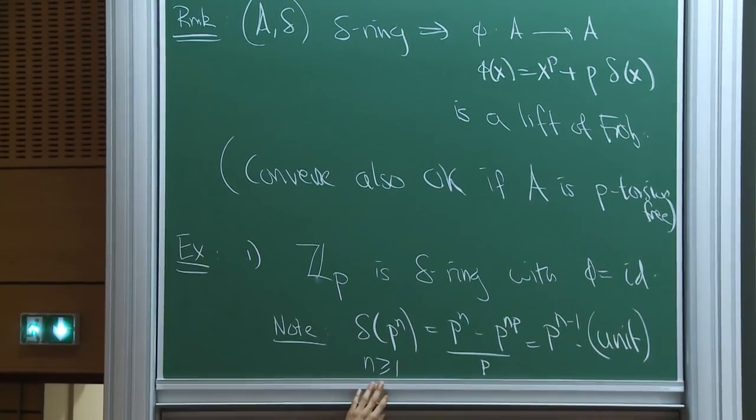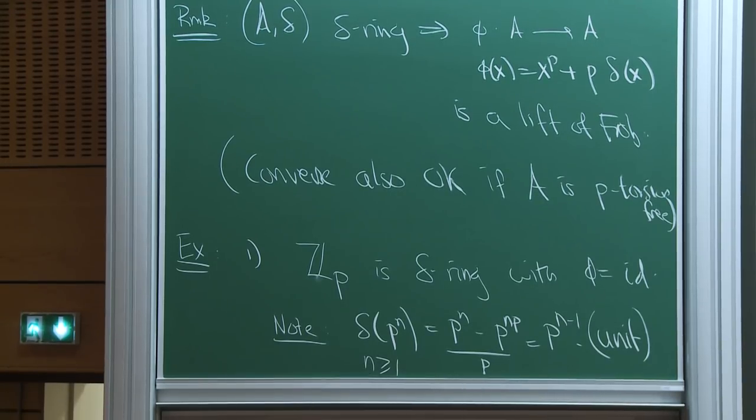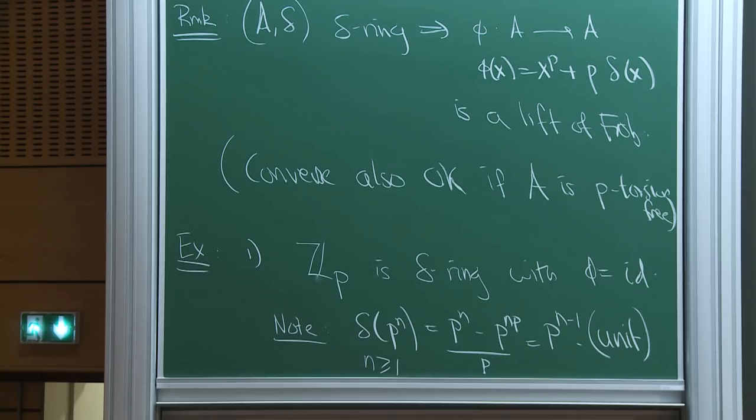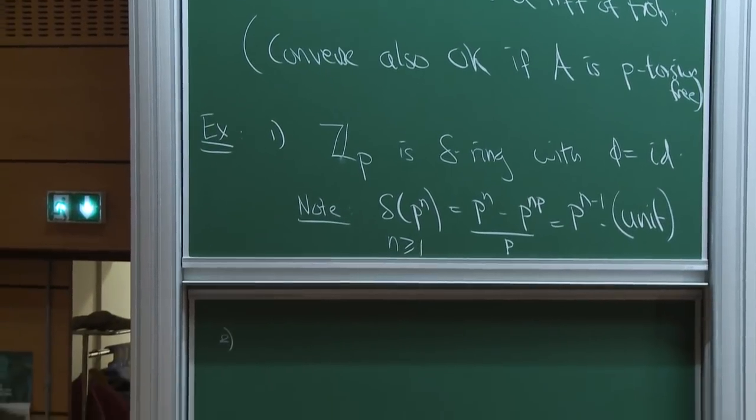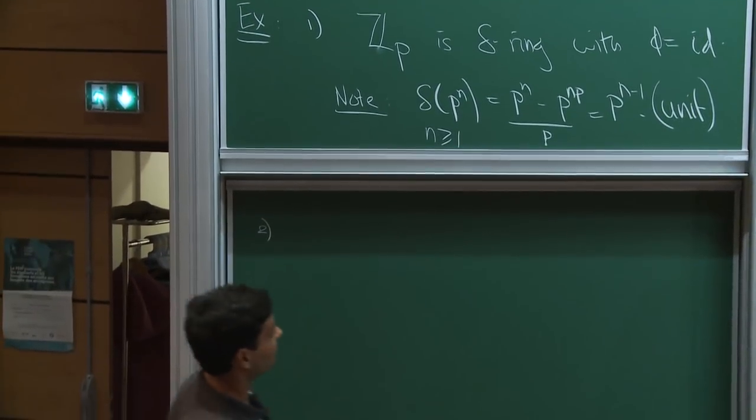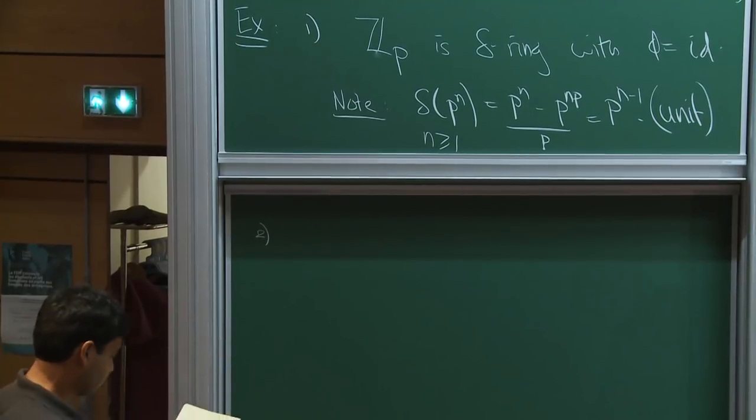So if the order of vanishing is non-trivial, then it lowers it. Wait, is there a formula for delta of p times something? You mean other than what you get from that? How can you derive from this something that is just... I don't know off the top of my head. And so in particular, delta of p is a unit, and this fact will be relevant multiple times later.